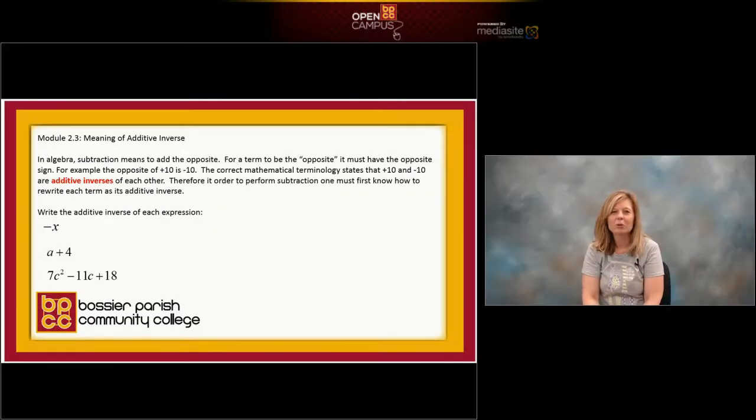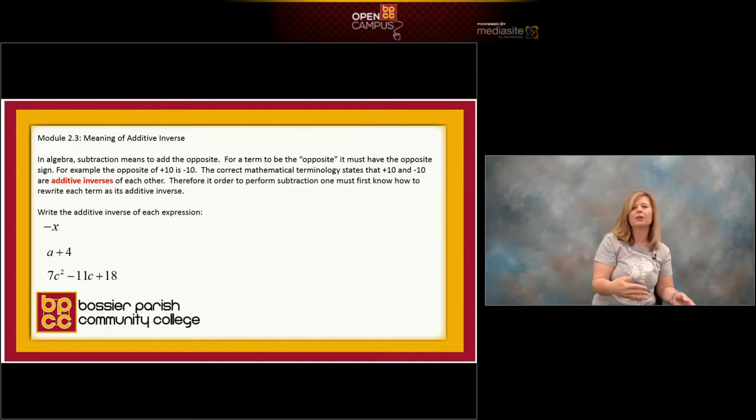Hey everybody, we're in Module 2.3. We had just finished learning how to do addition of polynomial expressions. So now today we want to talk about the opposite operation, which is subtraction. The first thing I want to do is talk about what subtraction means.